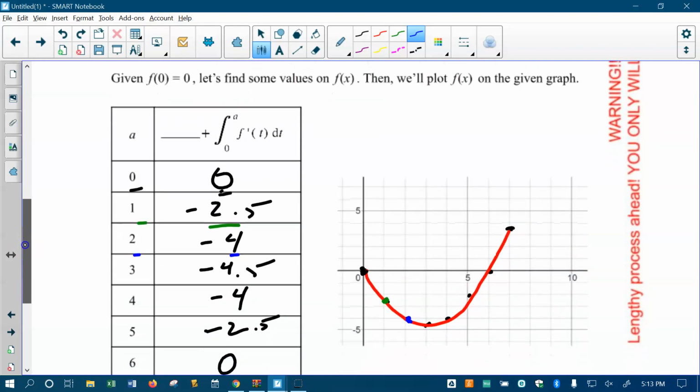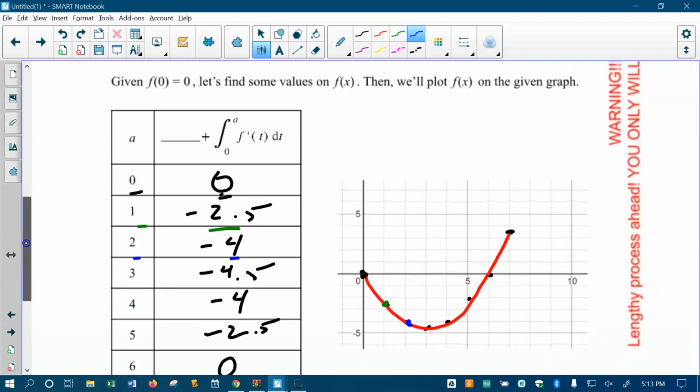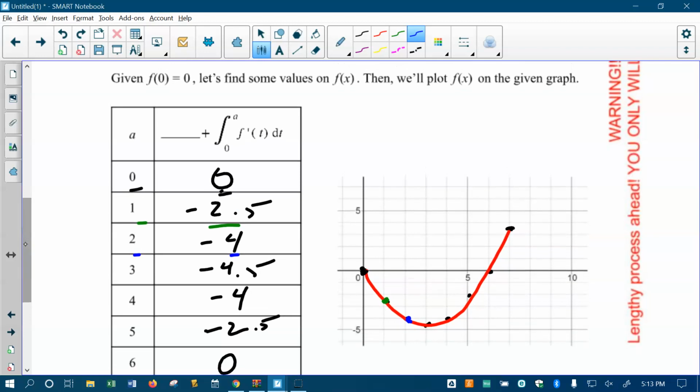The reason I made them a parabola, and again, if you didn't plot the graph, you probably should, so maybe pause again and catch up. Pause the video, draw the graph, and catch up here.